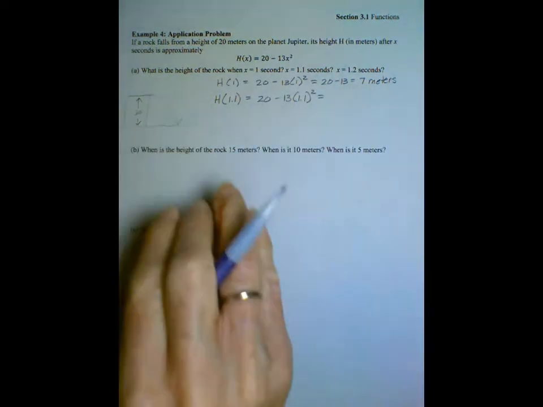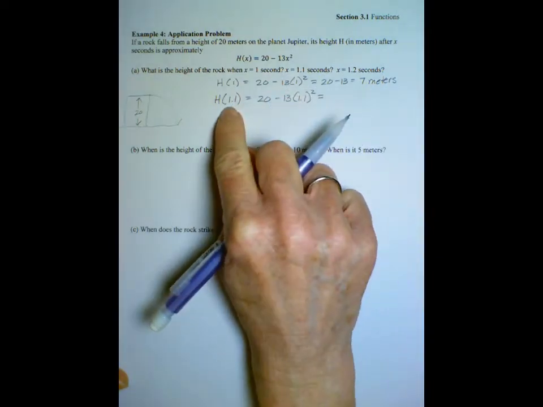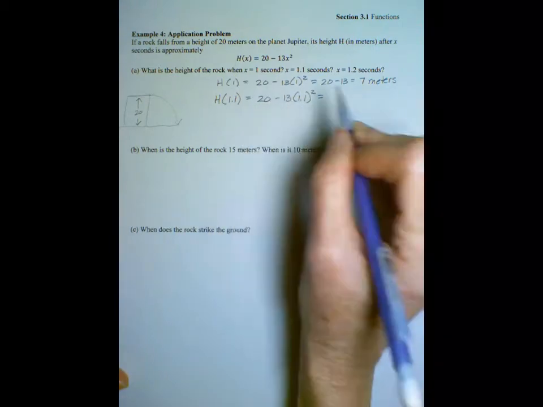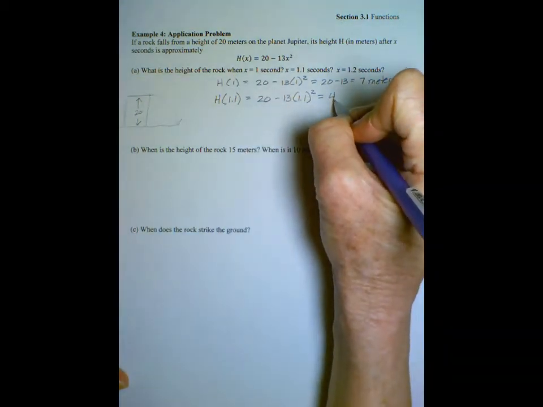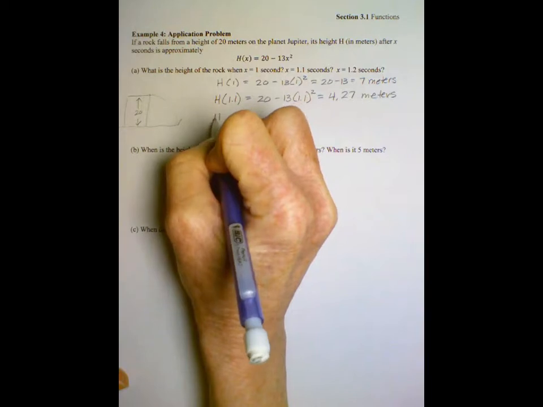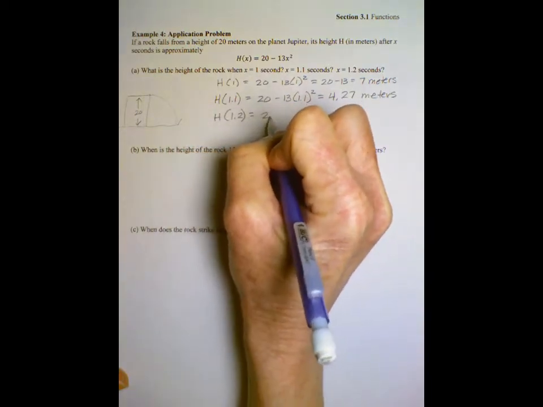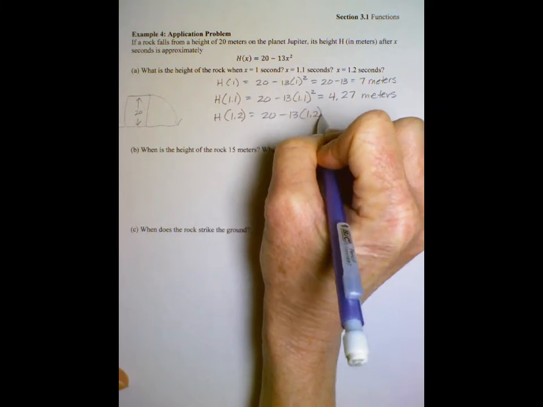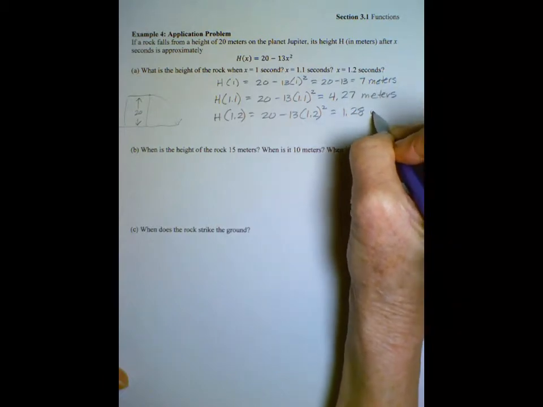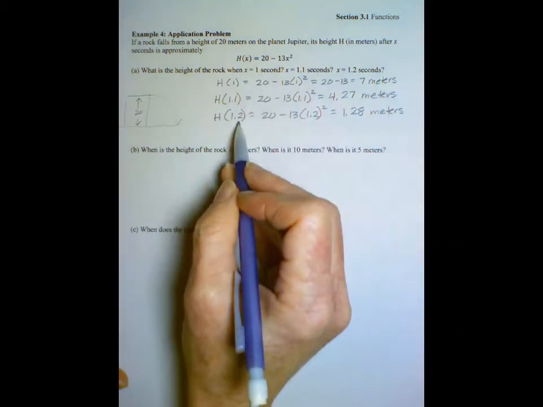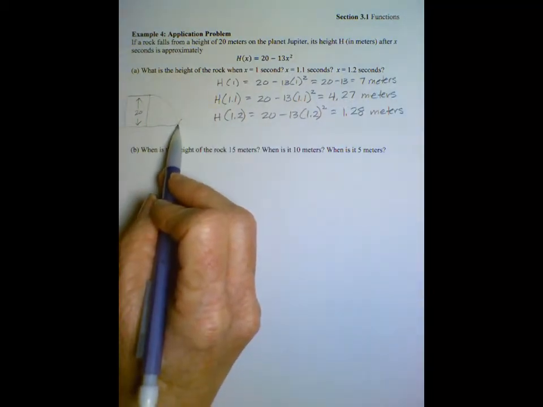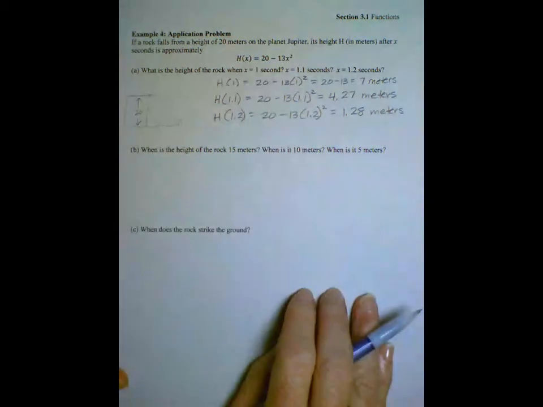Okay, so it should be closer to the ground, right? As we go a little bit longer, another 1/10 of a second. And when we square 1.1, multiply by 13, subtract that from 20, you get 4.27 meters. So it's a little closer to the ground now. And now at 1.2 seconds, 20 minus 13 times 1.2 squared. Using your calculator, you should get 1.28 meters. So in just 1.2 seconds, or 1 2/10 seconds, you're now just a little over a meter off the ground after starting at 20 meters above the ground.